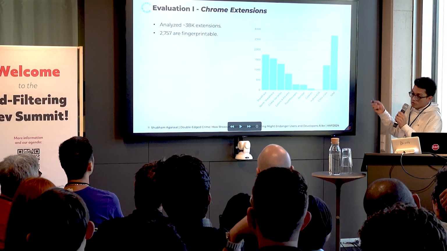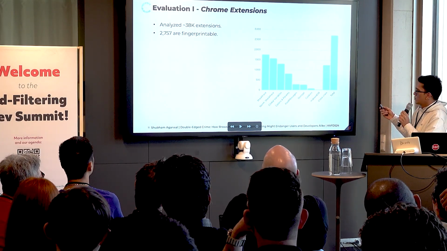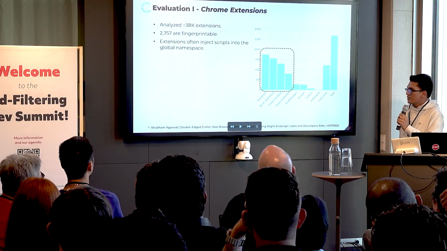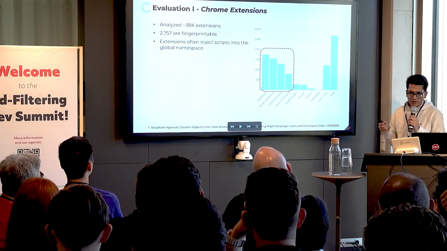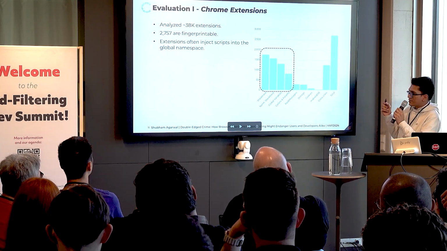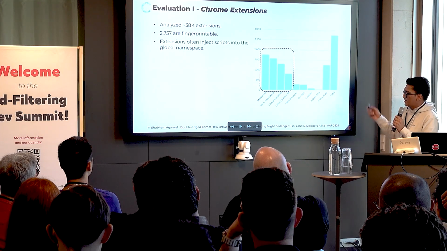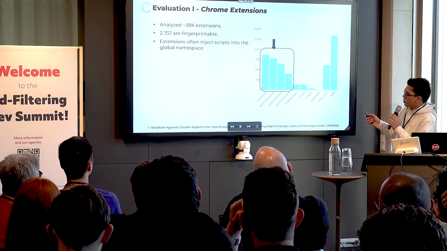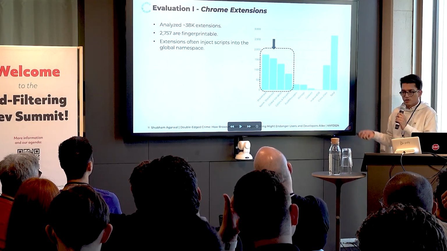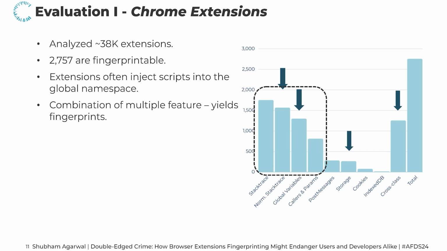So, looking into more granularity now. One thing that we definitely observed was that extensions more often inject JavaScript into the global namespace, and this led to fingerprinting. Talking about some of these vectors, some of you might know that in Mozilla, the stack traces or the extension identifiers are always randomized.